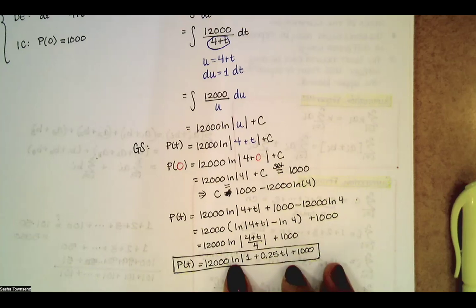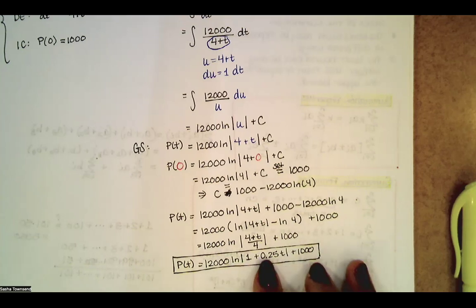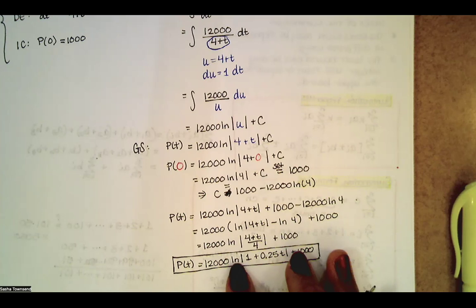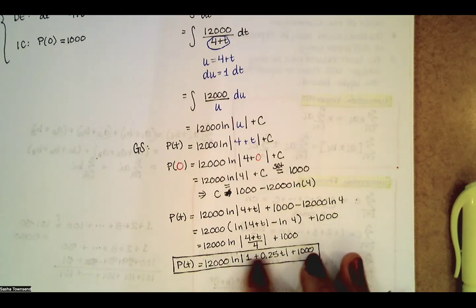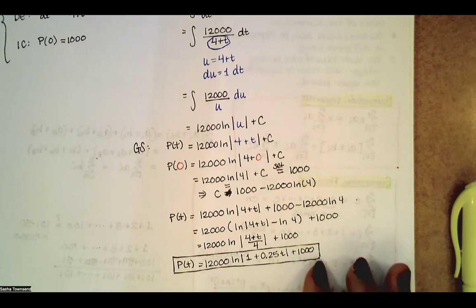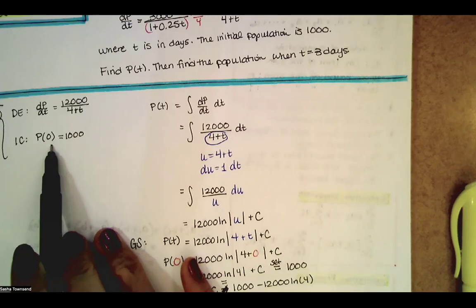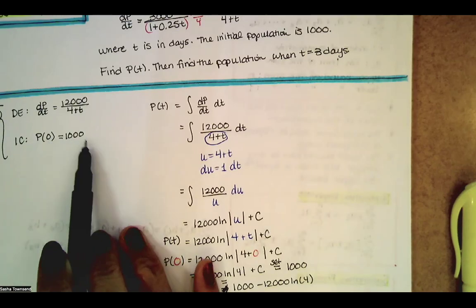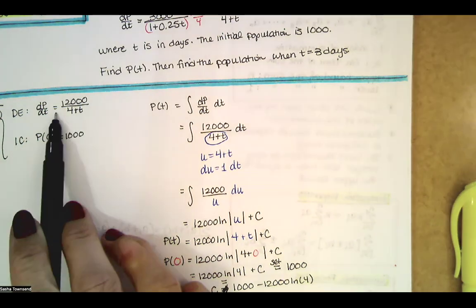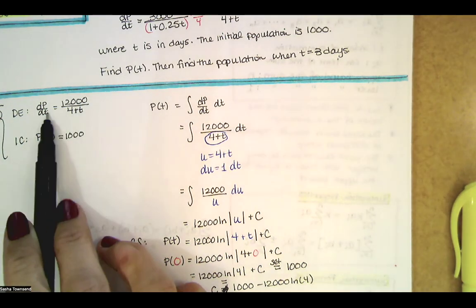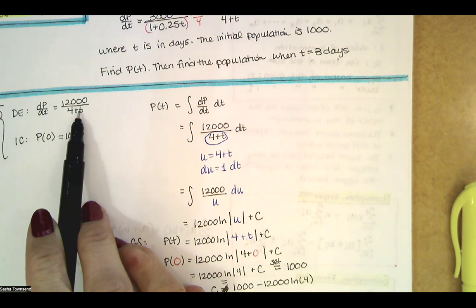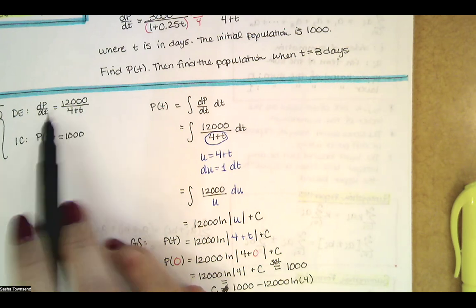But we can evaluate this at 0, and if we evaluate this at 0, we see we get 12,000 times natural log of 1 plus 0. Natural log of 1 is 0, so we just get 1,000, which is what we wanted. At time t equals 0 days, there were 1,000 bacteria. And we can also evaluate the derivative at 0. If we plug in t equals 0 here, we see dp dt is 3,000.